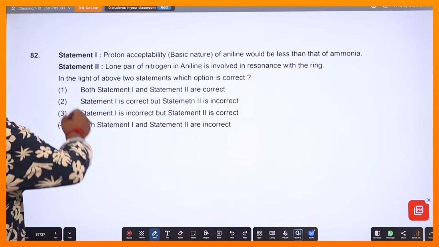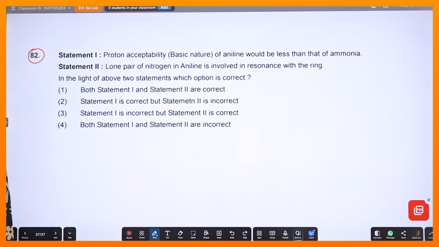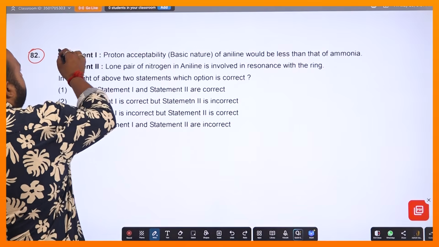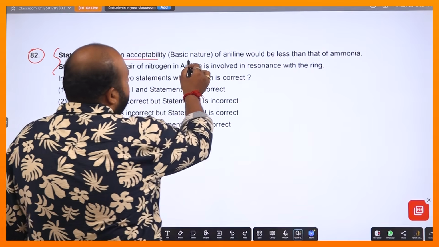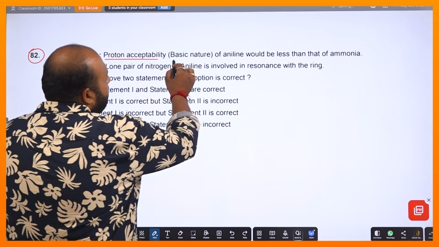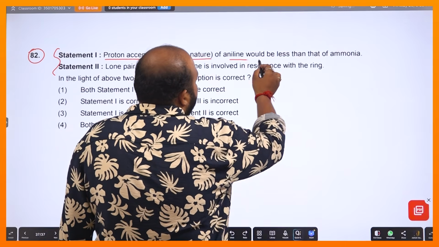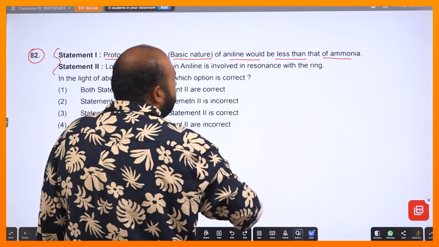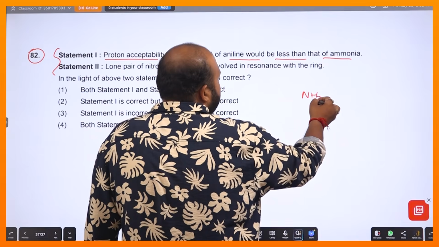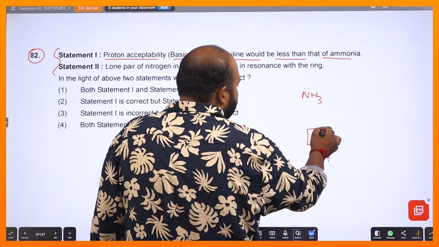So this is a GOC based question from the basicity part. This is a statement based question. You can see the proton acceptability or the basic nature of aniline would be less than ammonia. So ammonia is this and aniline is this.